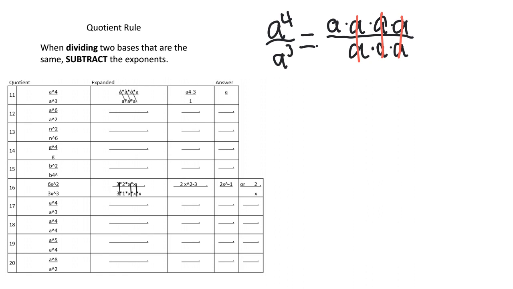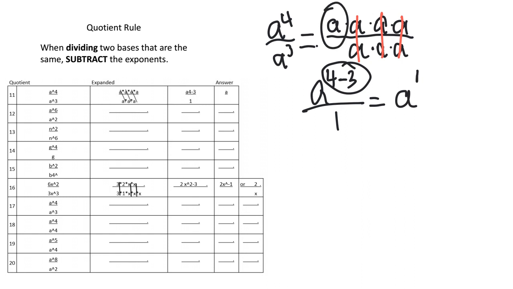So I'm going to start subtracting the exponents. It's going to be a to the 4th minus 3 all over 1, because again, there are no a's left over in the denominator, which if I actually subtract this, gives me a to the power of 1, which I can see because when I was canceling out common factors, there was only 1 a left over.